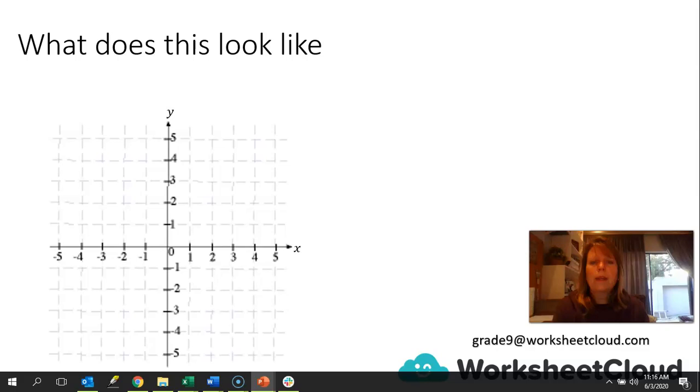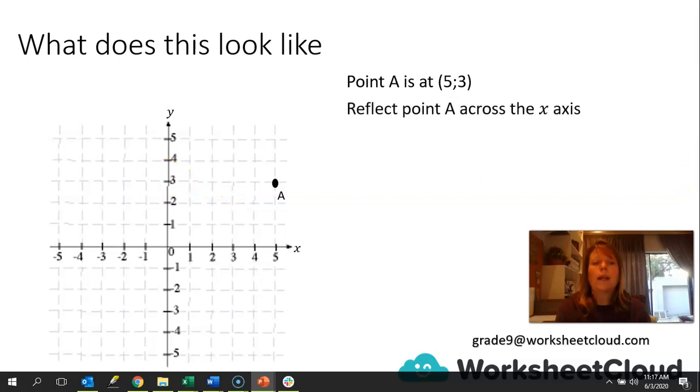Here we go. There is the Cartesian plane. We're going to plot point A, which is at (5, 3), which is what we used in our previous example. Remember, 5 is the x coordinate and 3 is the y coordinate. Now we're going to reflect point A across the x-axis. That's the x-axis, so we want it to reflect down here. Almost a mirror image. Well, it is a mirror image.